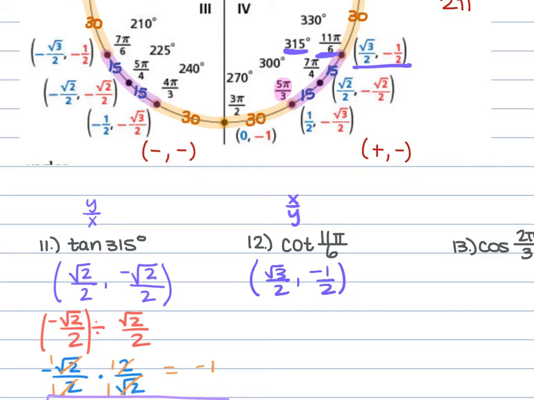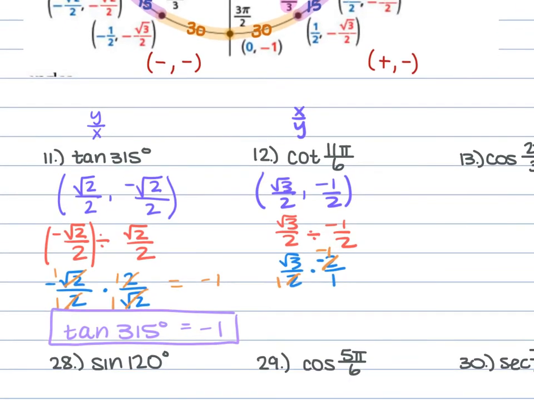So square root 3 over 2 divided by negative 1 over 2. So keep, change, flip. This is going to be the square root of 3 over 2 times 2 over 1. Keep the negative. Those 2s are going to become 1s. So we have negative 1 times the square root of 3, which is just negative square root 3. So the cotangent of 11 pi over 6 is equal to the negative square root 3.